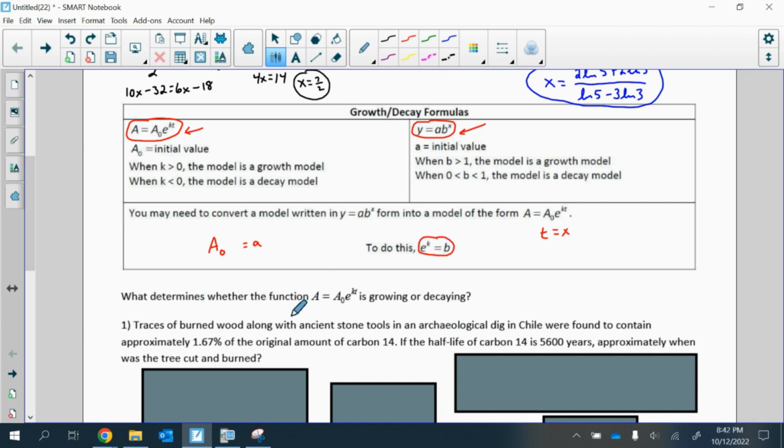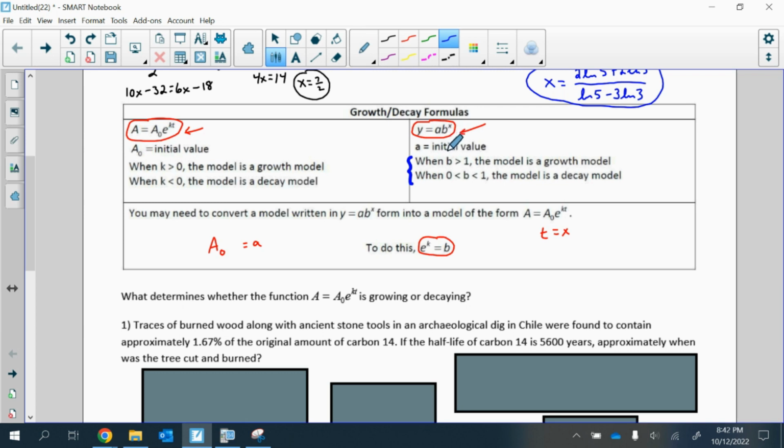Then another question that we need to ask is, how do we determine whether this is growing or decaying? And we clearly can see that up here. So if it's y equals a times b to the x, if b is bigger than 1, we have a growth model. If it is between 0 and 1, we have a decay model. And if b is negative, we have a model that is very difficult to deal with.